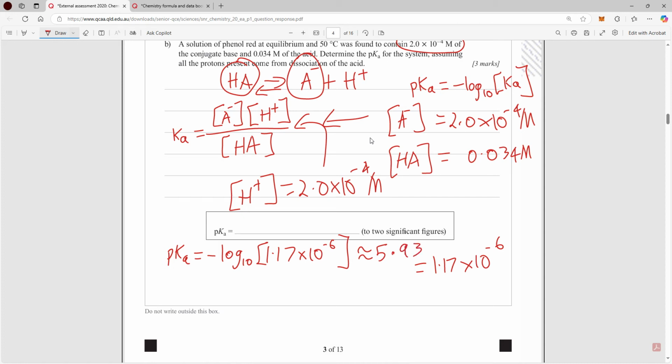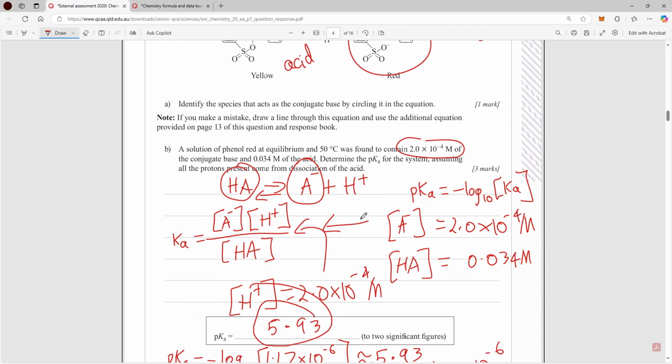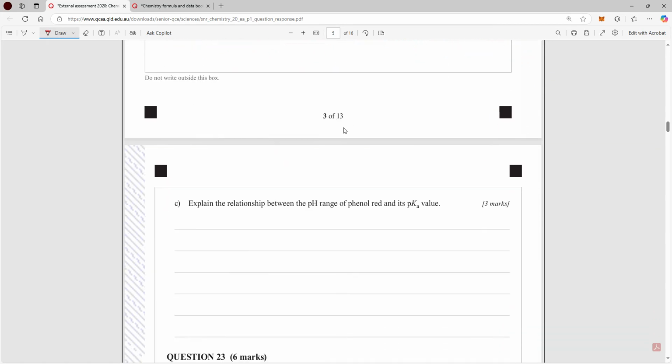Again, they said 2 significant figures, so I'm just going to put 5.93. Again, there will be rounding issues because I rounded numbers, so it might not be exactly the same, but it'll be around that value. Okay, and that's how you do this question here. It's quite tricky-ish because of the stoichiometry, but as long as you know that's a 1-to-1 ratio, this amount must equal your hydrogen ions then. That's the only way you can do this problem.